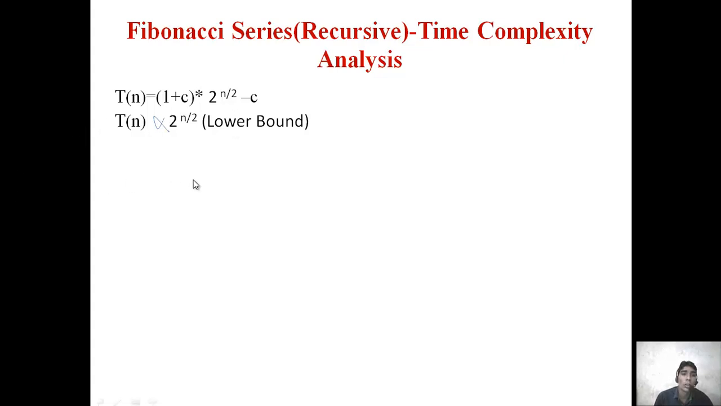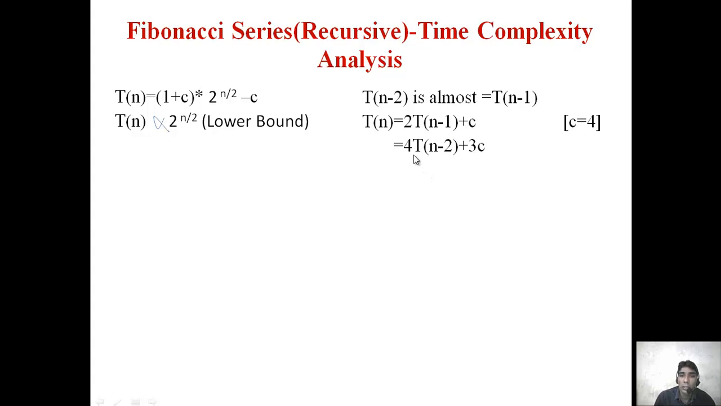and it gives the lower bound. Now the other approximation is T of n minus 2 is almost equal to T of n minus 1, but in reality T of n minus 2 is always less than T of n minus 1. Now we calculate the time complexity of this approximation. T of n equals 2 of T of n minus 1 plus c, where c is equal to 4. This is calculated as we saw in the previous one. The next equation reduces to 4 of T of n minus 2 plus 3c. The next equation is 8T of n minus 3 plus 7c.